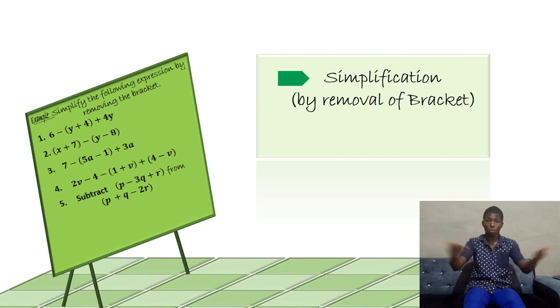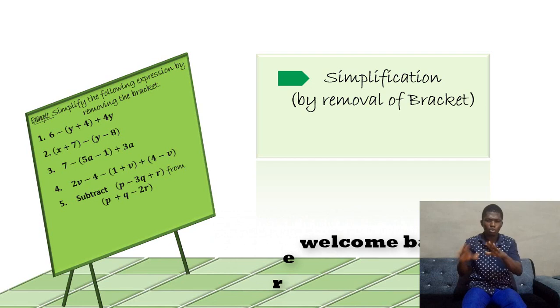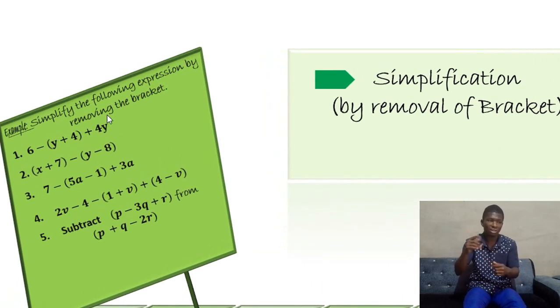Alright, welcome back from the short break. Now I'll be considering simplification. And the basic way we do simplification in algebra is most times by removal of brackets or parentheses. I believe you can see clearly the examples we have on your screen right now. And the instruction we have here on this green board says simplify the following expressions by removing the bracket. So majorly when you're simplifying in algebra, it comes by removal of brackets, majorly.